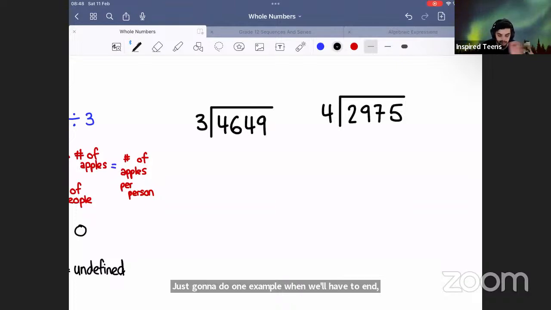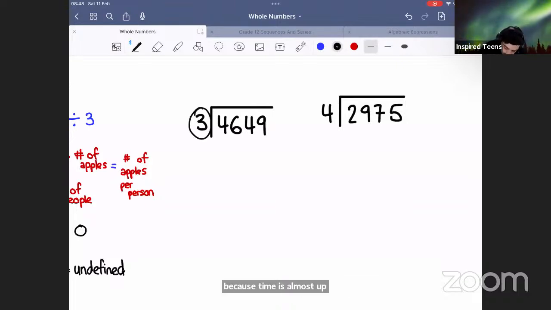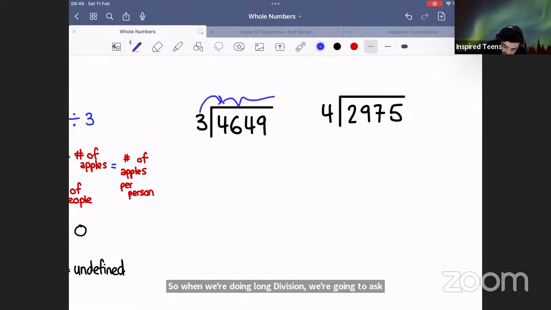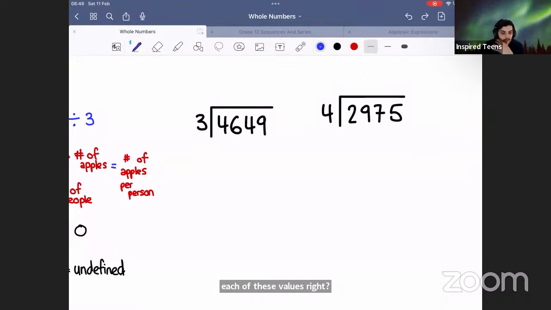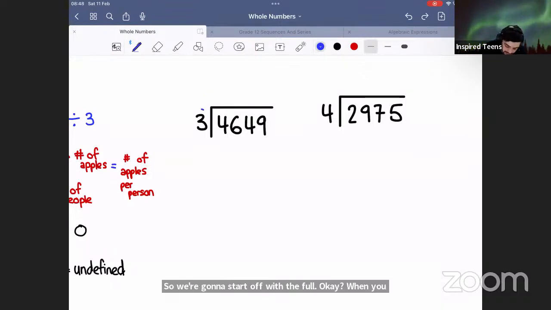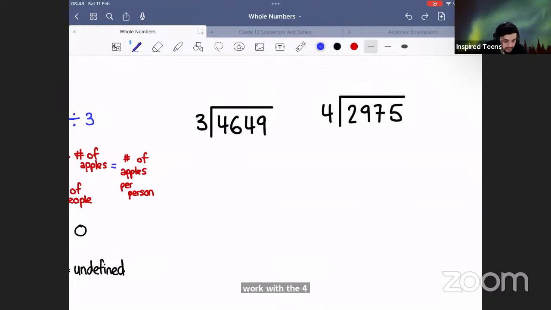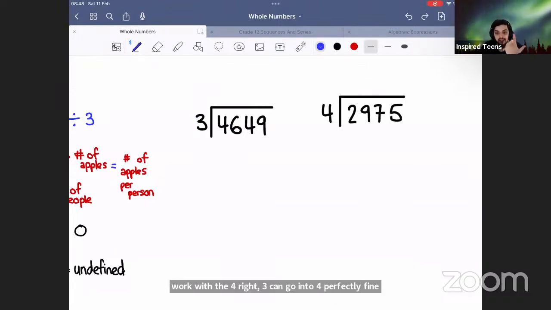So when we're doing long division, we're going to work with this number. We ask, how many times does this number go into each of these values? We're going to start off with the 4. When we work with the 4, 3 can go into 4 perfectly fine. We ask ourselves, how many times does 3 go into 4? 3 goes into 4 one time.